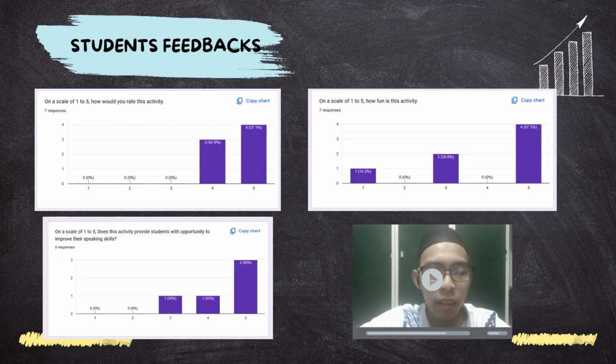For the student feedback, we have created a Google form that asks 5 questions to the students in order to gain their feedback. The first question that we ask is: on a scale of 1 to 5, how would you rate this activity? 57.1% of respondents answered very good, while 42.9% answered good. This shows that this activity shows promising quality and is able to be used in the classroom with some improvement.